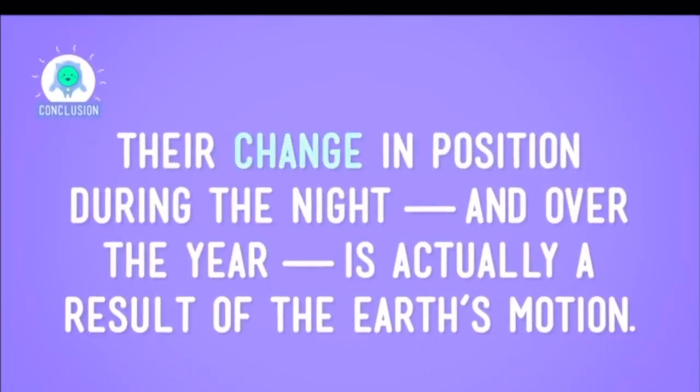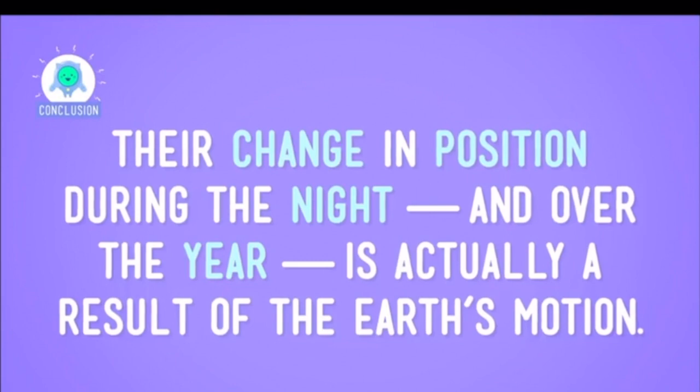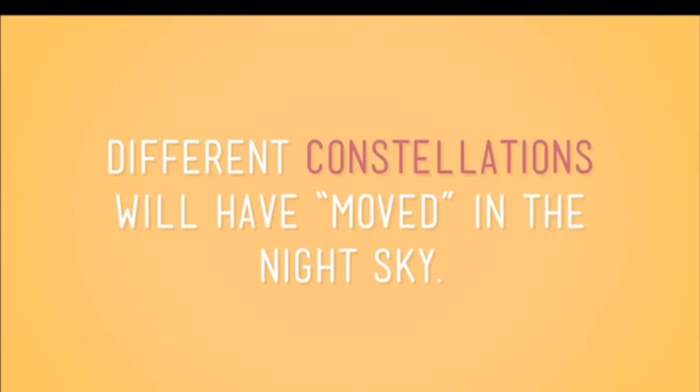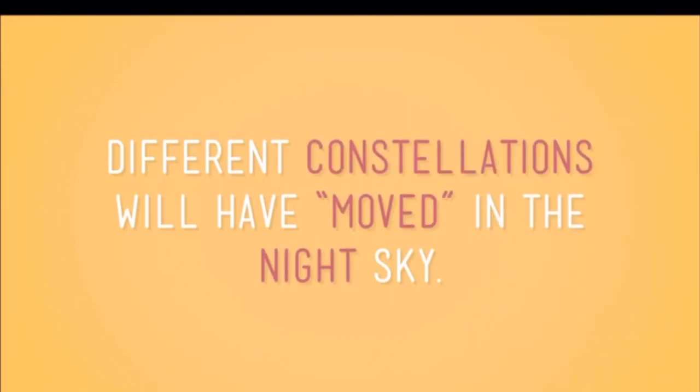And that helps us tackle our big question. How do the constellations appear to move across the night sky? Their change in position during the night and over the year is actually a result of the Earth's motion. Depending on where in the world you are and when you're looking, different constellations will have moved into view in the night sky. What constellations are visible where you live this time of year? To find out, just grab a few friends, maybe some nice hot chocolate, and wait for dark to do some serious stargazing.